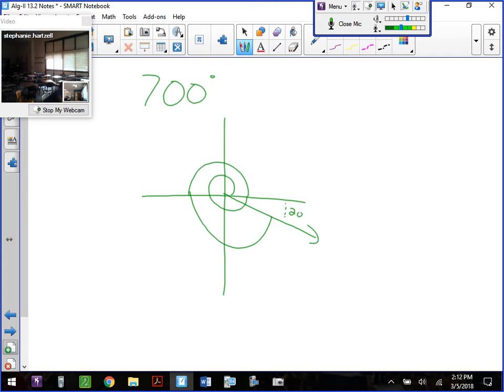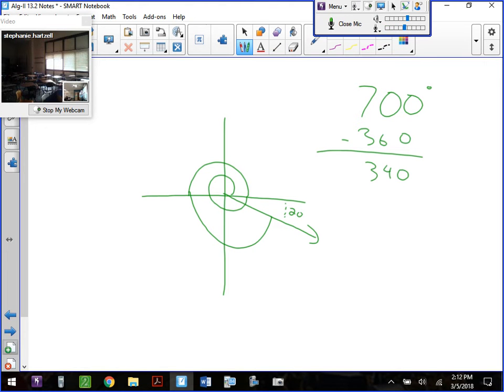Okay. Now, since 700 degrees is more than 1 revolution, I'm going to subtract 360, because if I subtract 360 from that, I will be within 1 revolution. 700 subtract 360 gives you what, 340? So here is your positive coterminal angle.